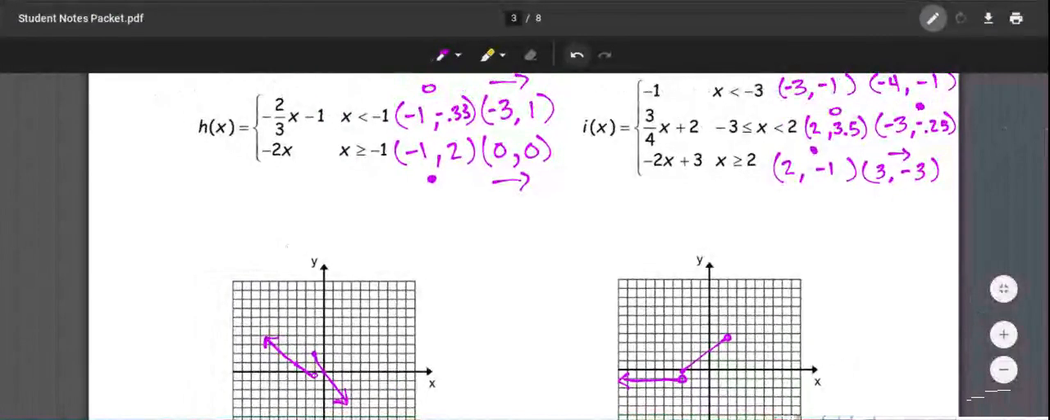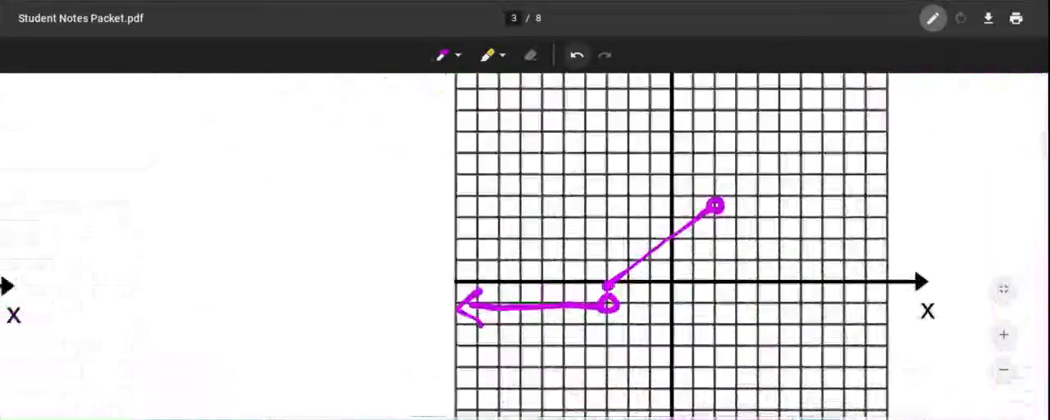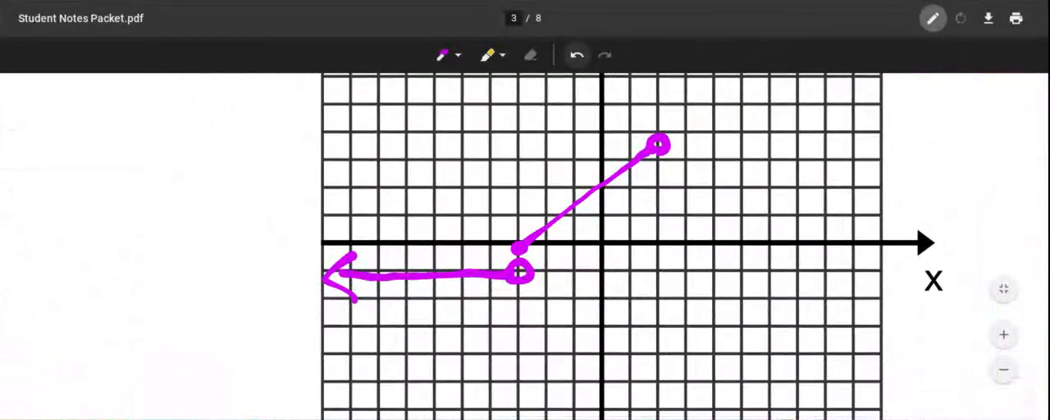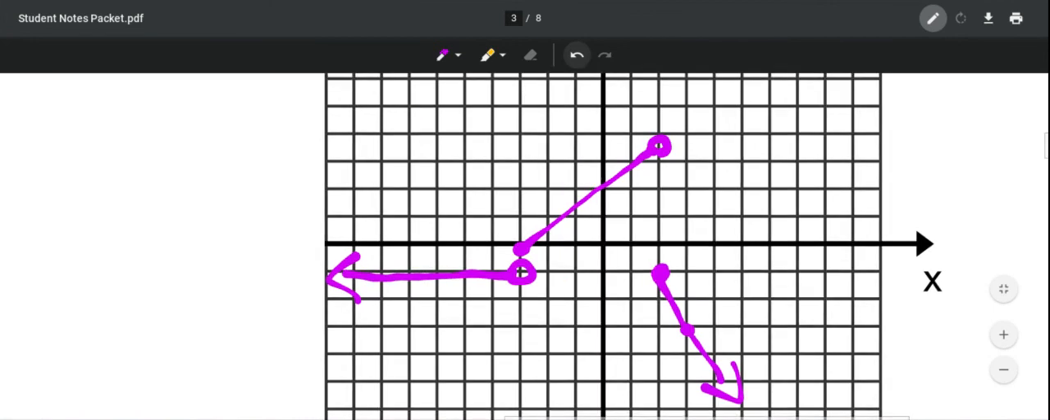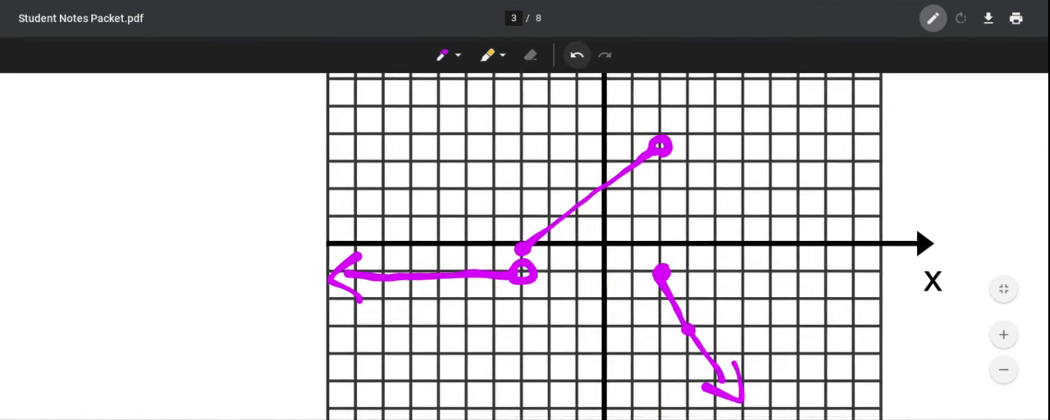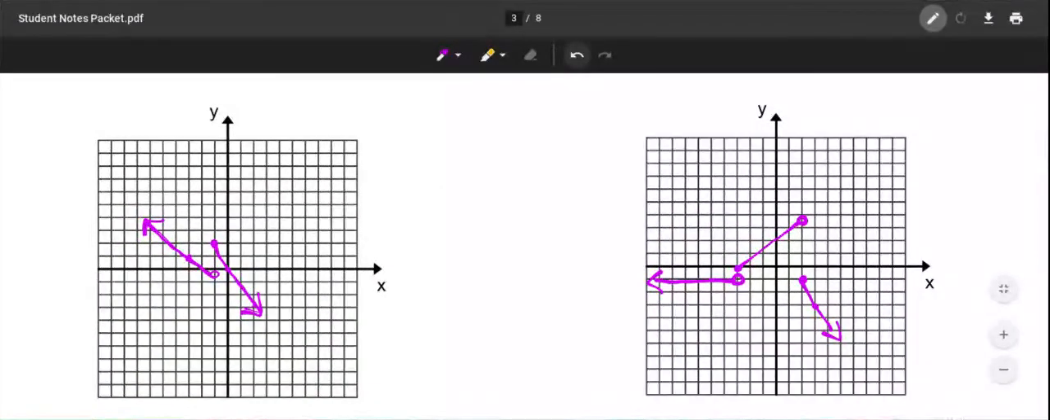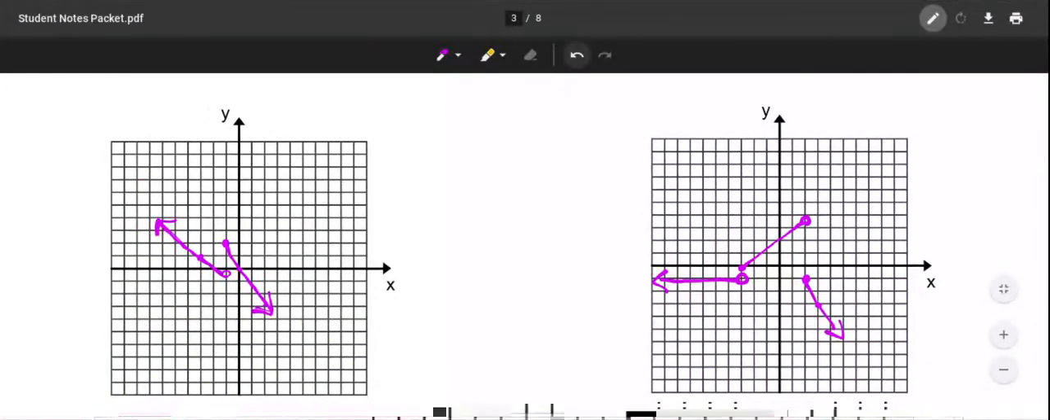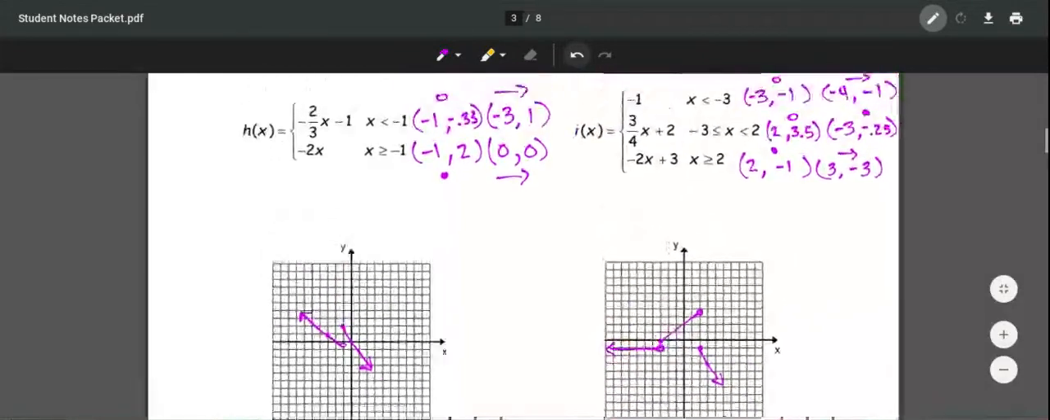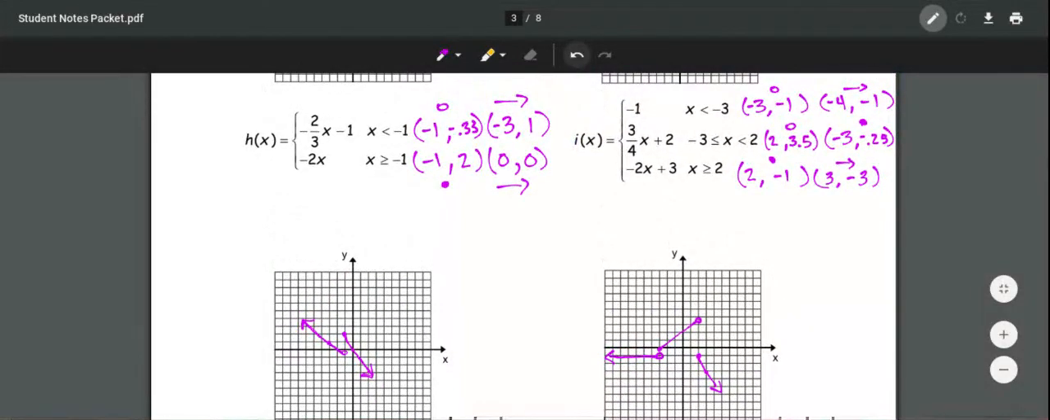Now the next one is 2, -1, and 3, -3. So 2, -1 is closed, and 3, -1, 2, 3, and that's where your arrow goes. So this is your piecewise function for this one. So this is your first 3-piece piecewise function. The middle one does not have arrows.